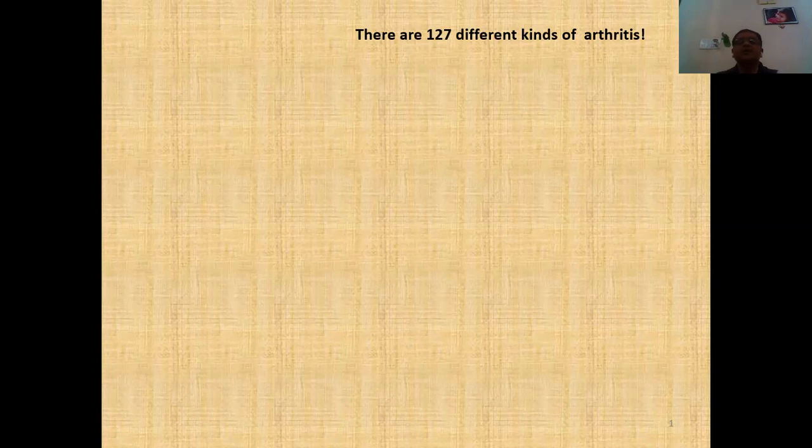There are more than 100, nearly 127, different kinds of arthritis. Mostly these conditions are rheumatoid arthritis, gout, and osteoporosis. Now let's see what rheumatoid arthritis is.